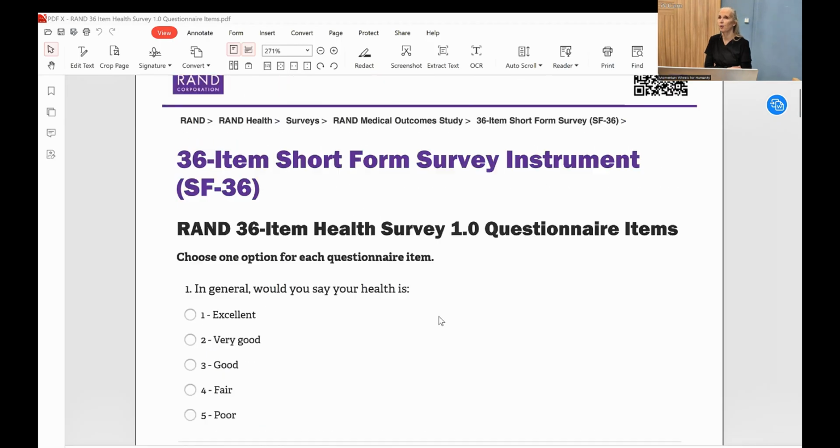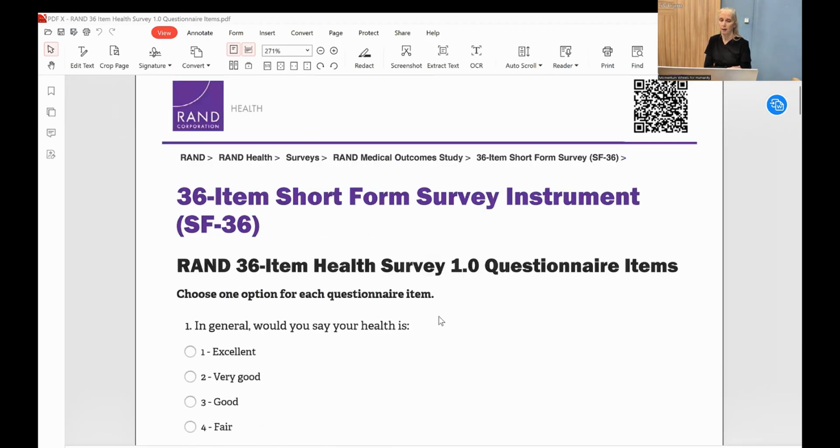So, the choices are, for example, compared to 1 year ago, how would you rate your health, your general health?